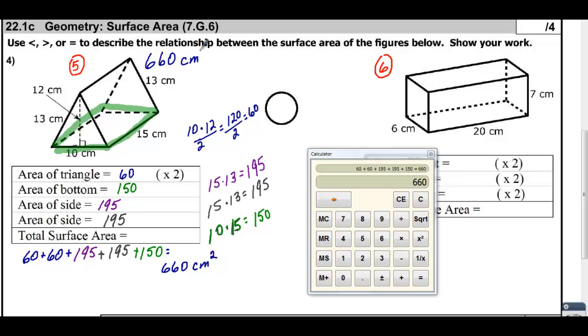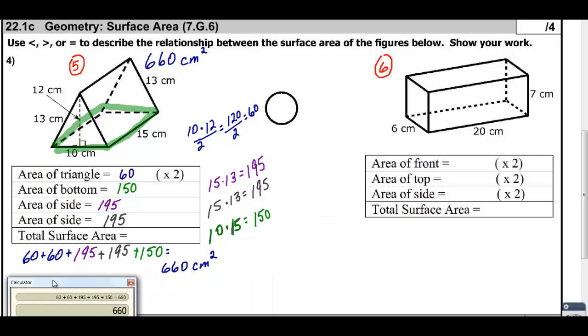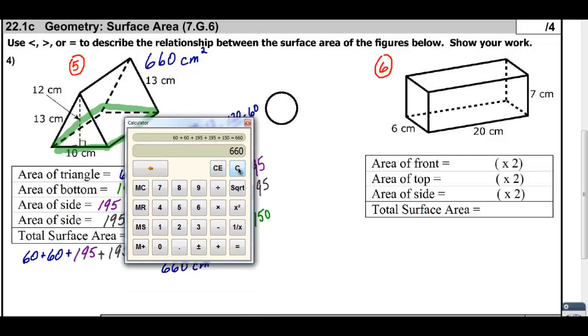660 squared centimeters. All right, let's get the calculator out of the way. I'm going to have to put it on top of that work temporarily while we do the next one. Now, on a rectangular prism, there are more sides, but there's less math. There's less computation to do.